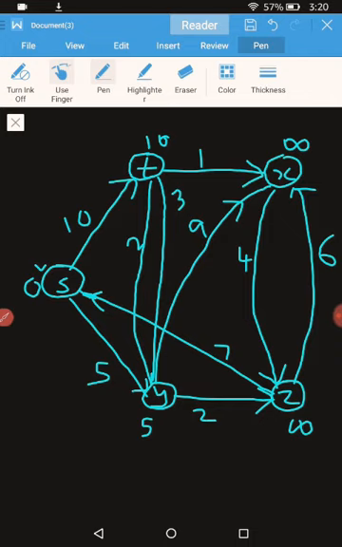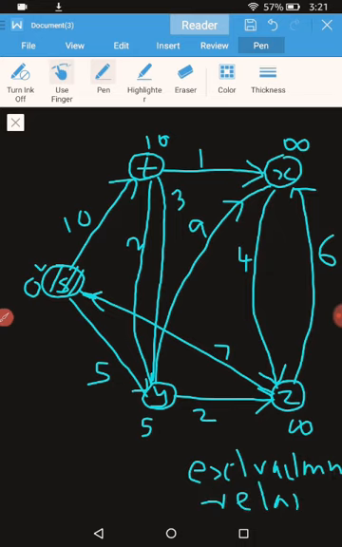The algorithm mainly does two steps: extract min and relax. These two steps are done repeatedly. First it will do the extract min. Now we have already taken the source vertex, and from the remaining vertices we have to extract the minimum weight vertex. That is the first one. Two procedures are there: extract min, and after that relax.